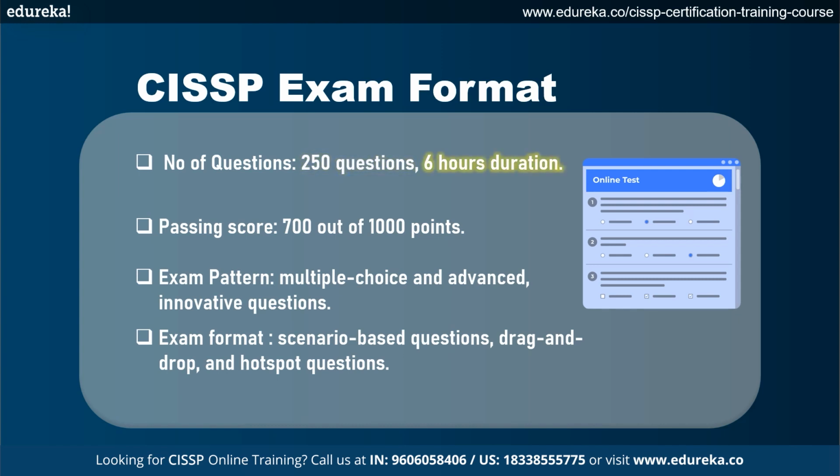Some of these questions are used by ISC2 to gather statistical information for future exam development. The passing score of the CISSP exam is determined using a scaled scoring method that takes into account the difficulty level of the questions. So the scaled passing score is 700 out of 1000 points.